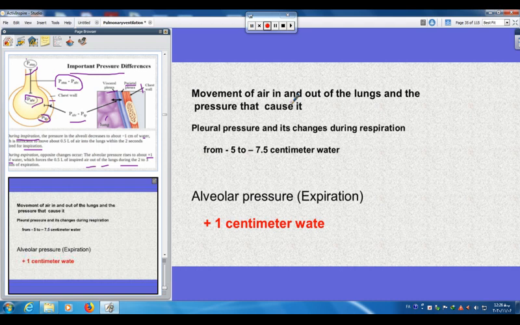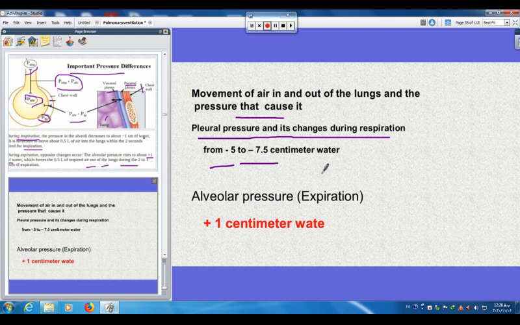Movement of air in and out of the lungs and the pressure that causes it. The pleural pressure is changed during respiration. We mentioned before that it is from -5 to -7.5 centimeters of water, with -5 as average, and alveolar pressure in expiration is plus 1 centimeter of water, in comparison with the atmospheric pressure of 0. The alveolar pressure during expiration is plus 1 centimeter.